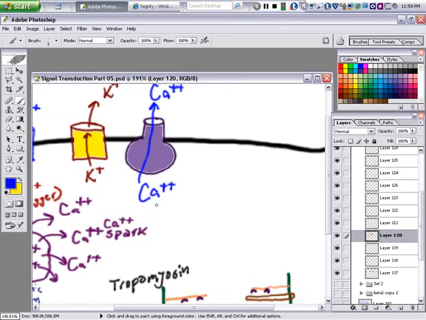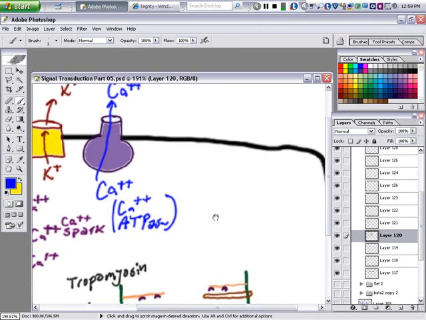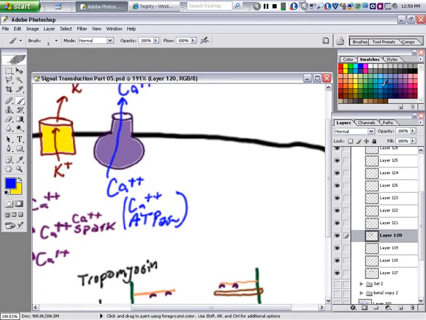And this protein here is called a calcium ATPase because it uses ATP. It uses ATP to pump that calcium outside of the cell. That's one way to get rid of the calcium, but there's lots of calcium in the cell, and we need to get rid of some more calcium.